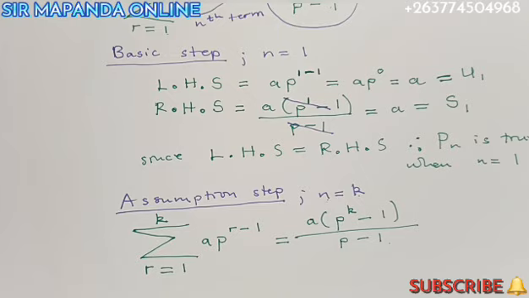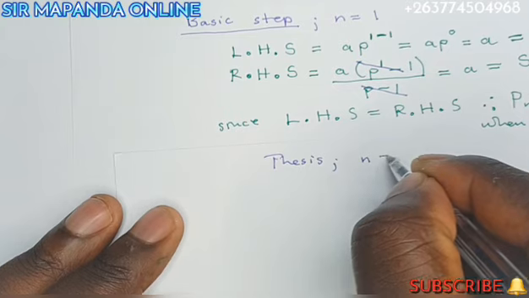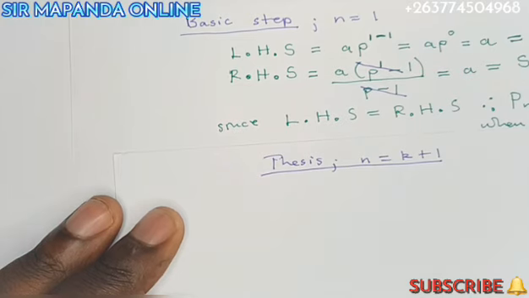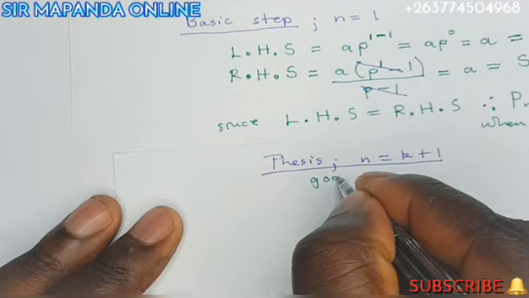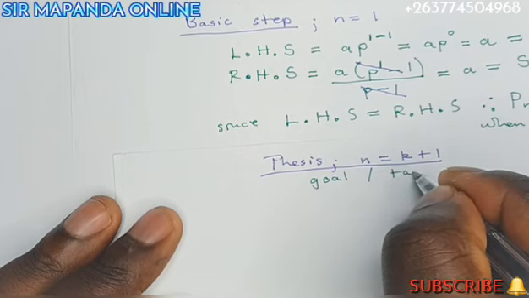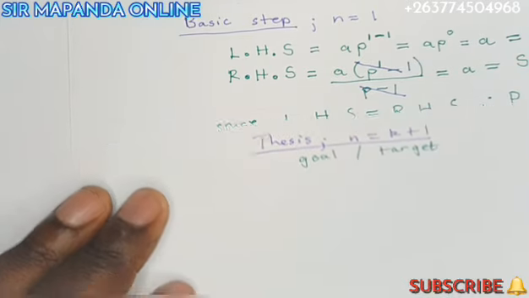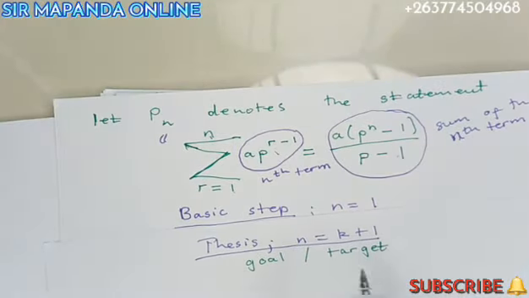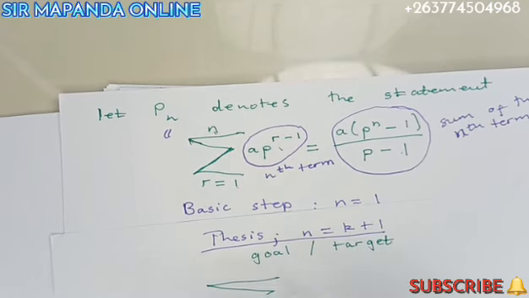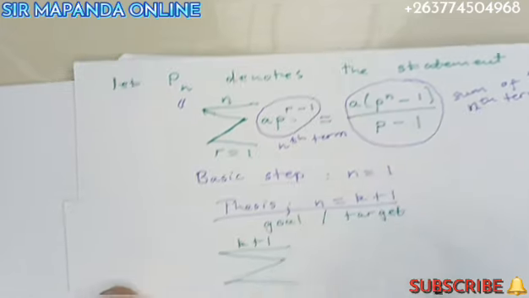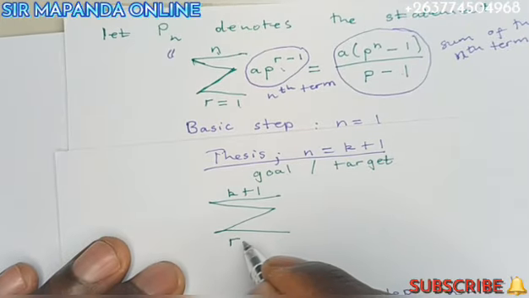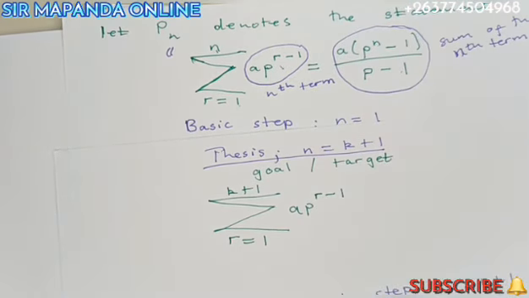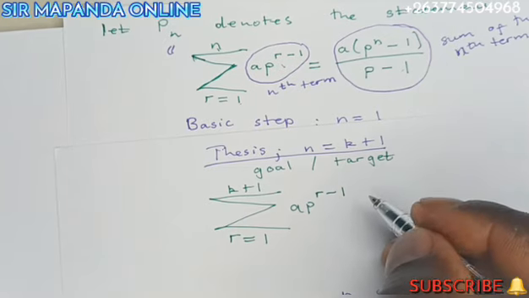Then from the assumption stage, you are now moving on to the thesis stage. So thesis is done when n equals k plus 1. What is the reason for thesis? Thesis is going to denote what you call a goal or the target. I hope you are following. So I'm putting k plus 1 on n both sides. You get the summation of k plus 1 placed on n here. Then r equals 1. A p to the power of r minus 1 is going to come as it is. Don't put k plus 1 on r. I have mentioned it earlier.